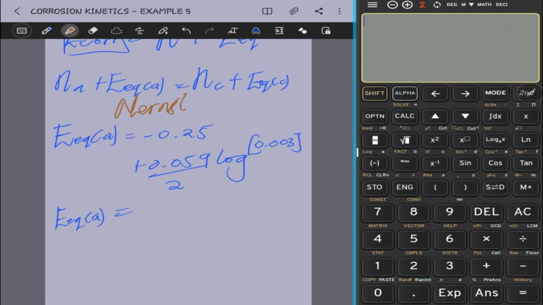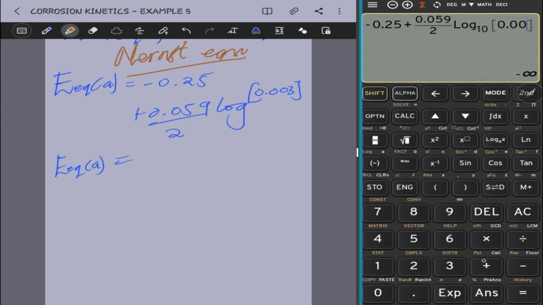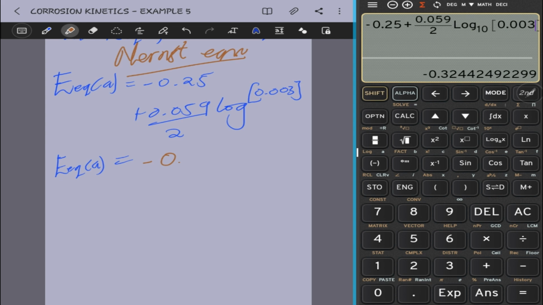So here we have the Nernst equation. That's what we are doing here. What we get for this is minus 0.25 plus 0.059 over 2, then log base 10 of 0.003. So this gives us, for the anodic, minus 0.3244 volts, to 4 decimal places.